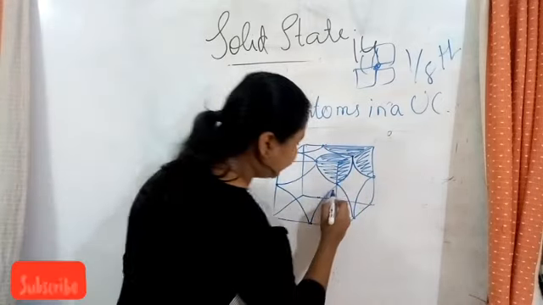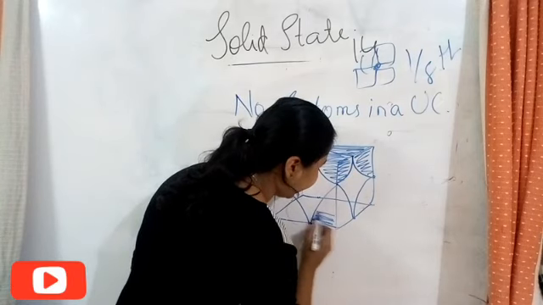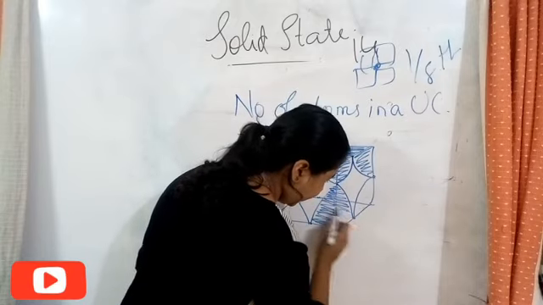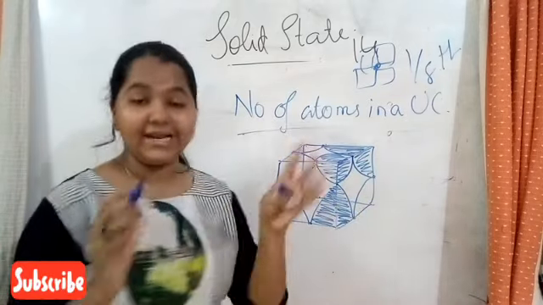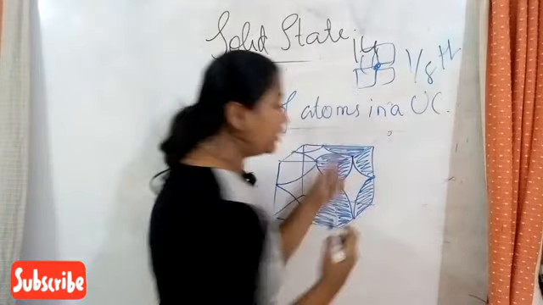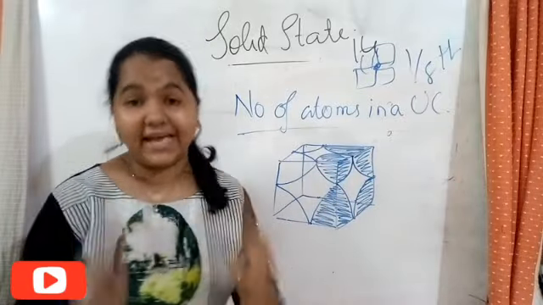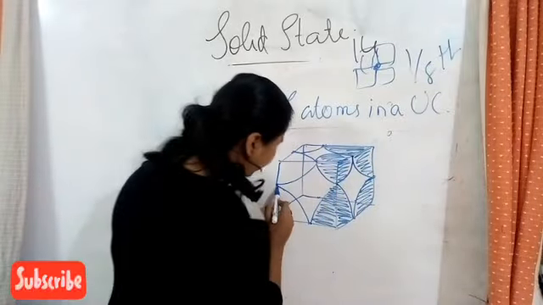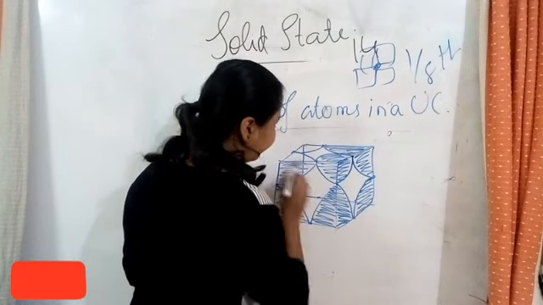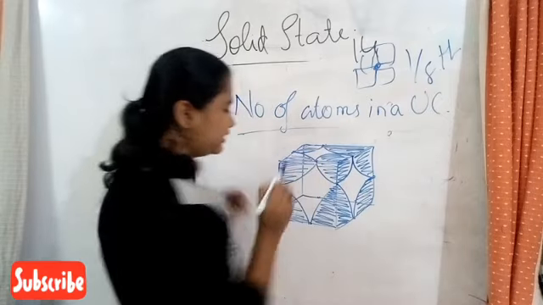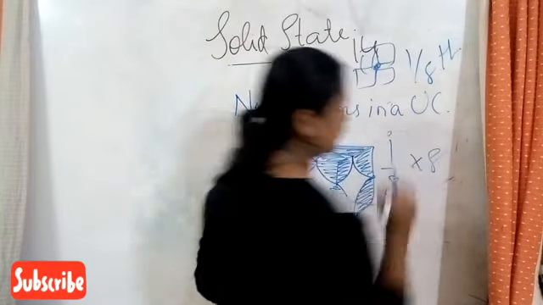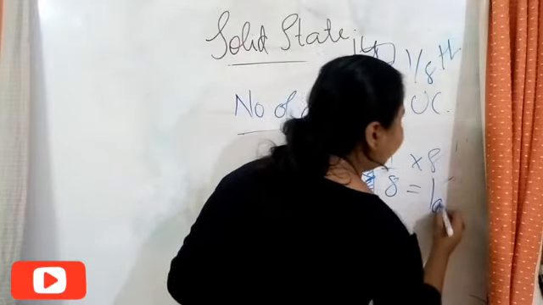Okay, can you see that only 1 by 8 of an atom is got by one of the edges of the unit cell? One whole unit cell gets only 1 by 8 of an atom from one corner. So how many corners does the cube have? We have 8 corners. So in conclusion, we will get 1 by 8 into 8, that is a total of 1 atom.